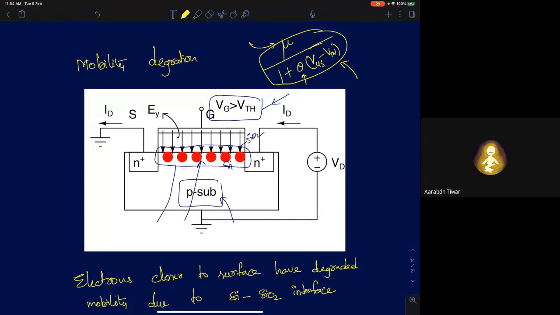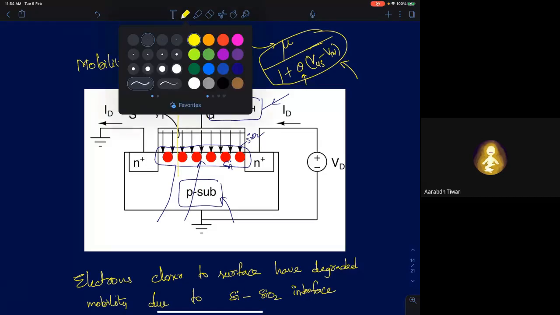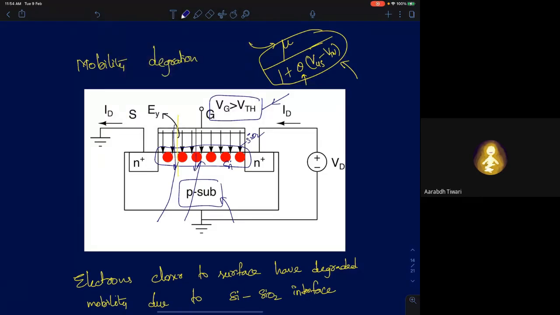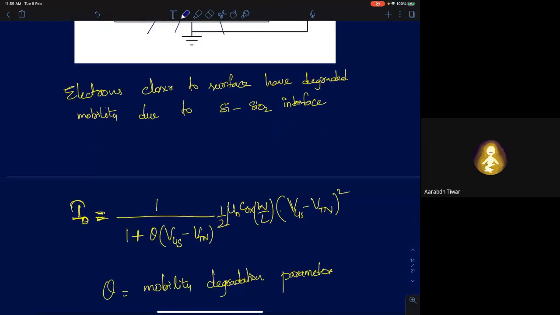This is purely because of the vertical electric field, the gate to source, gate to bulk electric field. The electrons will be drawn closer to the surface, and the surface roughness will decrease their mobility. So that's called mobility degradation. What happens to your IV characteristics is it will look something like this: your typical drain current divided by 1 plus theta into (Vgs minus Vtn). Theta here is called the mobility degradation parameter.